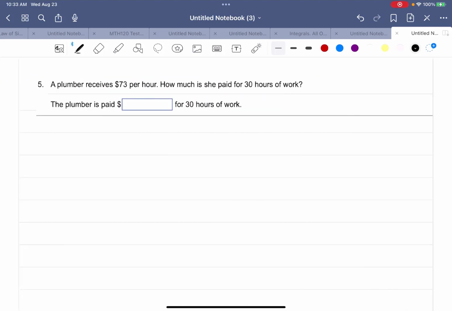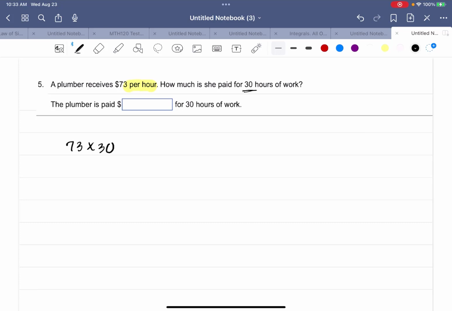Number 5. A plumber receives $73 per hour. How much is she paid for 30 hours of work? Well, in this case, our important words are this per hour. Now, per can mean to divide or multiply. Now, it wouldn't make sense to divide because she's going to get $73 for every one of these 30 hours, so we're going to have to multiply.